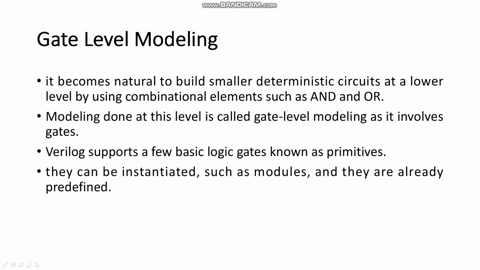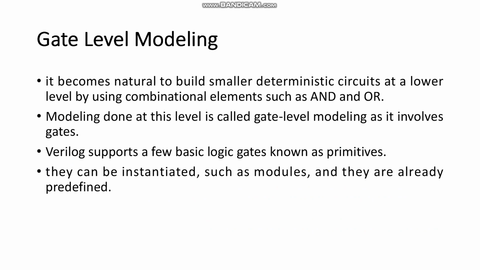It becomes natural to build smaller deterministic circuits at a lower level by using combinational elements such as gates like AND and OR. Modeling done at this level is called gate level modeling, and as it involves gates, everything is based on the gates. We have 7 types of logical gates, and for designing any circuit we use those gates to develop any functionality.